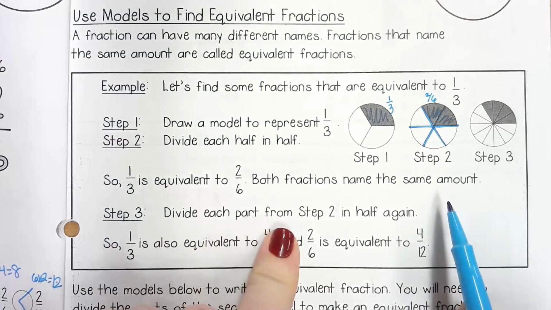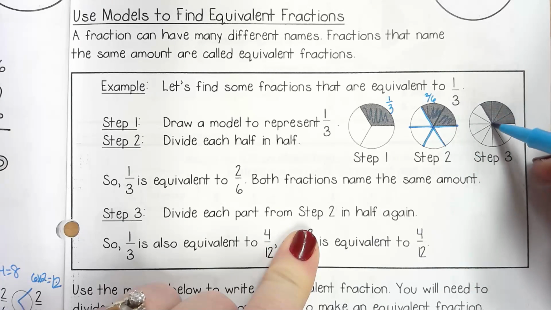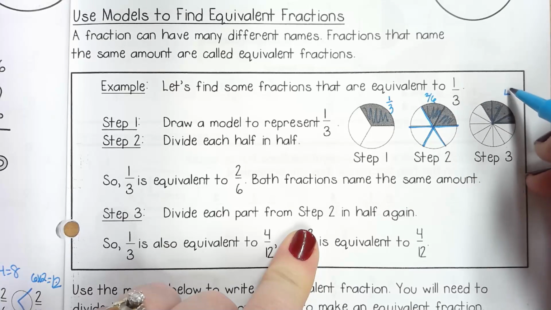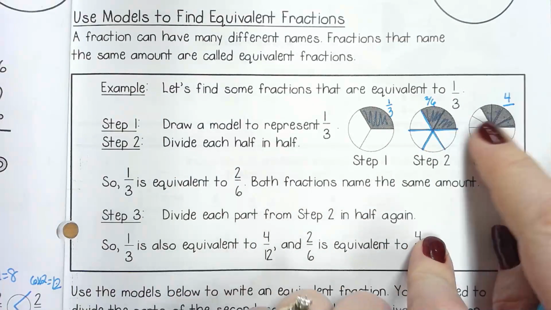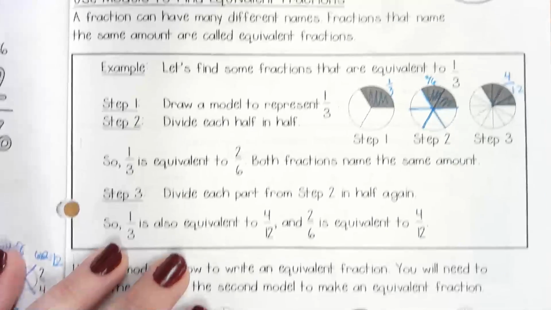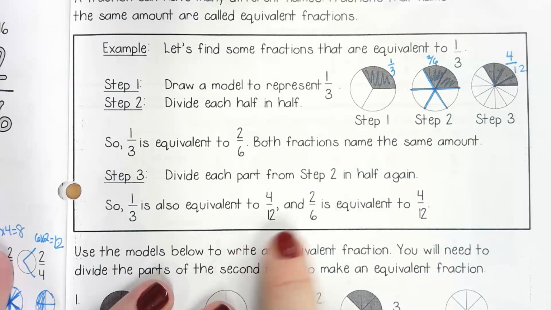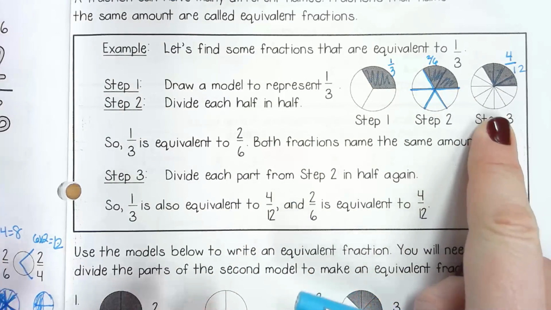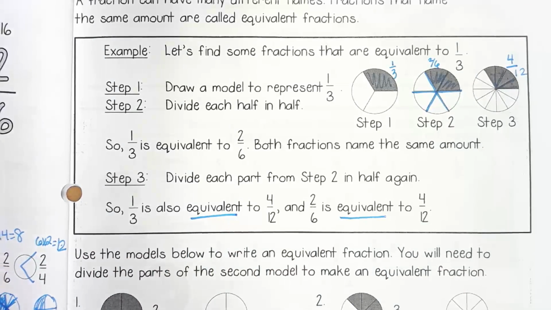Step 3, we could take that part from part 2 and divide it again in half. Okay? And now instead of 2 sections, we have 4 sections shaded in. So we have 4, but now instead of just 6 pieces, we've split it into 12. So we have 4/12. So in this case, 1/3 is equal to 2/6, but it's also equal to 4/12, or equivalent. We call equal fractions equivalent fractions.